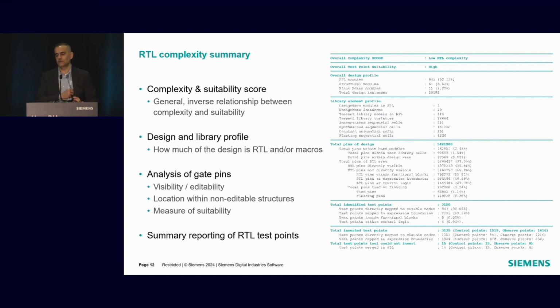exactly the total number of gates in the design, where those things are located, which ones are editable or not. And exactly where the gate pins are, which ones are visible, which ones are editable, and you can get a summary of the number of them, and then you can get a detailed report later. And then at the end, it also gives you a summary of the RTL test points that it was actually able to generate and insert.